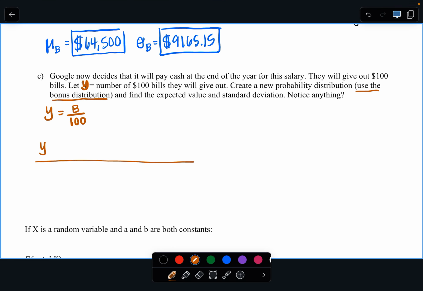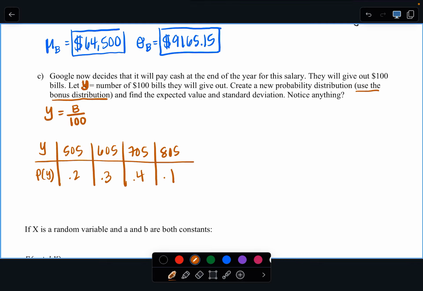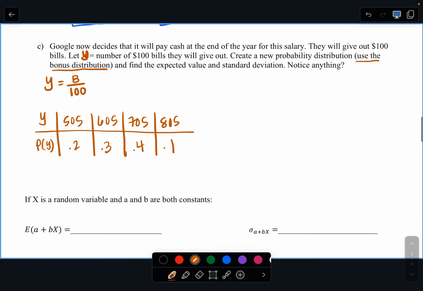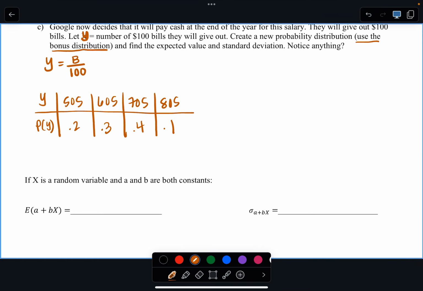So Y, probability of Y, that's 505, 605, 705, 805. And again, they have not said anything about these probabilities changing, so I'm going to keep this as 0.2, 0.3, 0.4, and 0.1. Run the same thing, take my data, change L1, one var stats, and that tells me that the mu of Y is now going to be 645 bills because they're getting $100 bills.